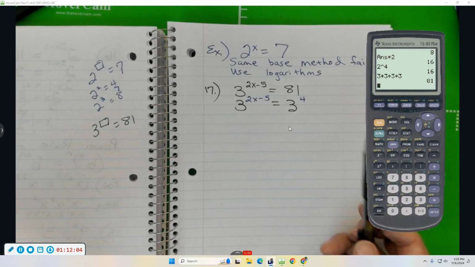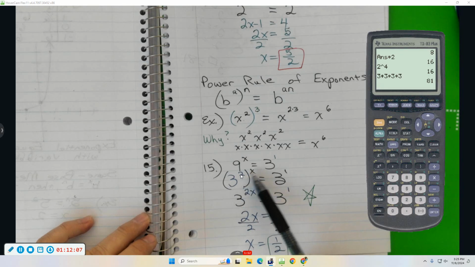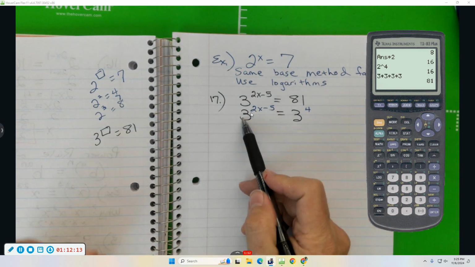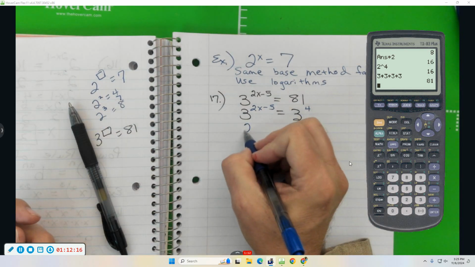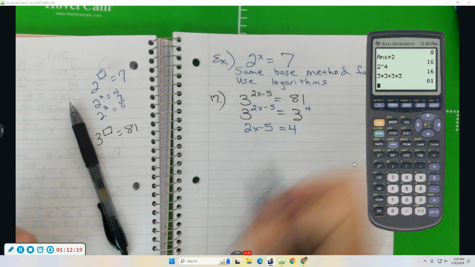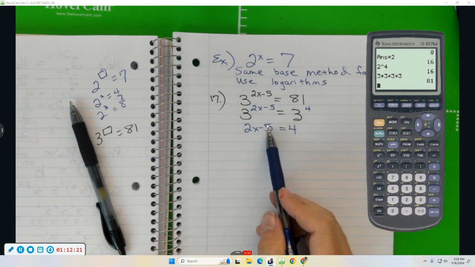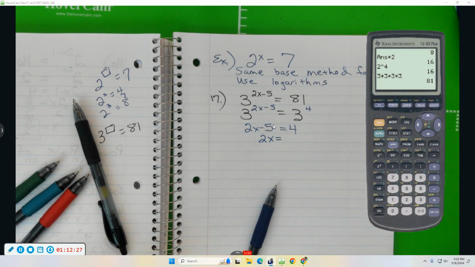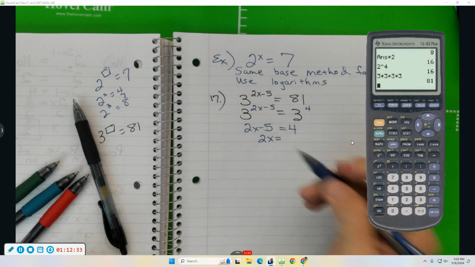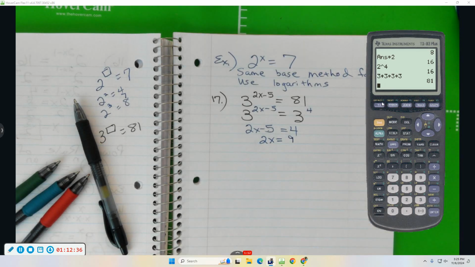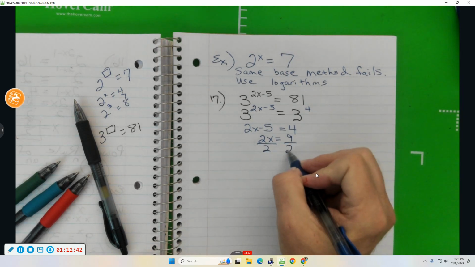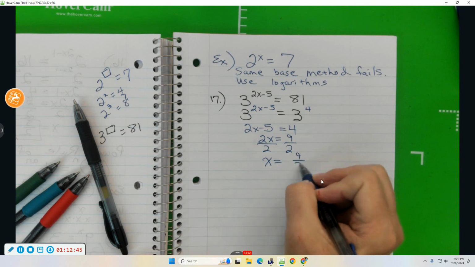If we had parentheses like that, a power to a power, we got to multiply. But there's no parentheses here. We just drop the base, set 2x minus 5 equal to 4. We can add 5 to give us 2x equals 9. 4 plus 5 is 9. And then what do we need to do? Divide by 2 to get our final answer of x equals 9 over 2.